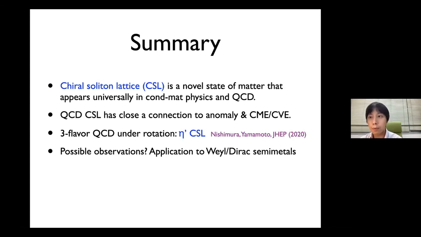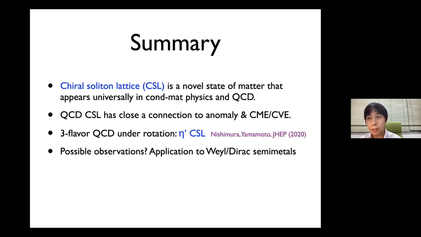And although I have focused on the case of 2-flavor QCD, we can also generalize our argument to 3-flavor QCD. And for example, in QCD at finite baryon chemical potential under sufficiently large rotation, one can show that the ground state becomes the chiral lattice for the eta prime meson, not for baryon.